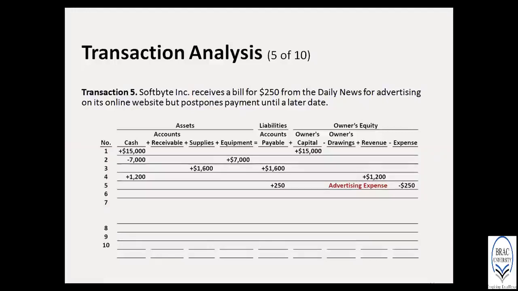So we can see in the accounting equation that the expense account is increased by $250. As Softbyte hasn't paid the amount yet, the liability account, accounts payable, has also increased by $250. After this transaction, both sides of the equation are equal.